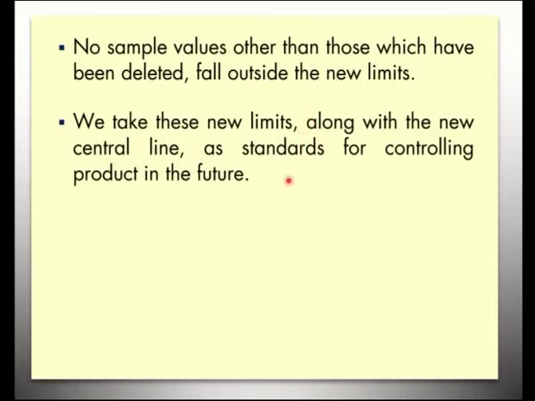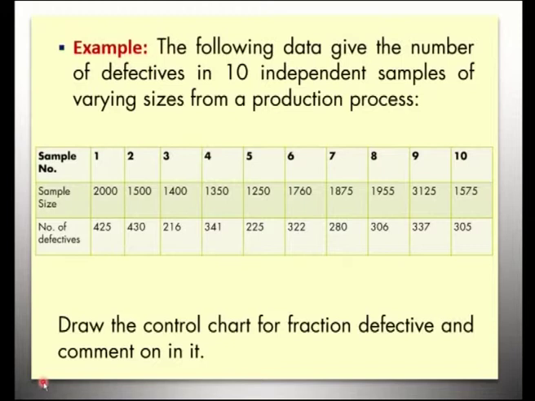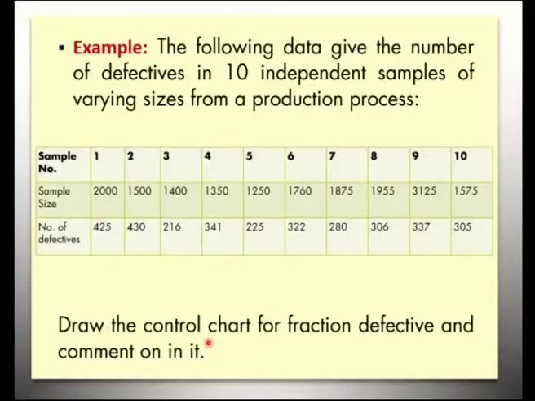Now we take these new limits along with the new central line as standards for controlling the product in the future. The next example is number of defectives for varying sample sizes. In the previous problem, we saw the number of defectives for samples of the same size. Here the sample size differs with the sample numbers. So, the following data give the number of defectives in 10 independent samples. The number of samples given is 10, so k is equal to 10.